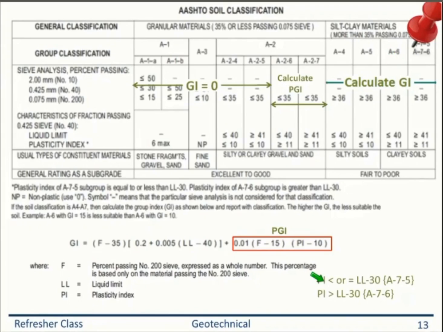So you can see it here. When your PI is less than or equal to liquid limit minus 30, your soil is classified as A-7-5. When your PI is greater than liquid limit minus 30, the soil is A-7-6. So this happens when you classify the soil as A-7 here.